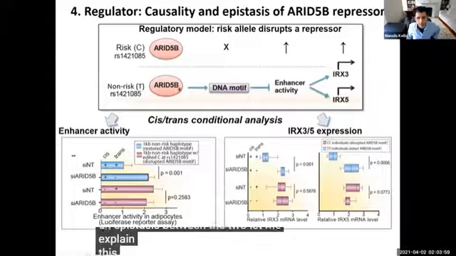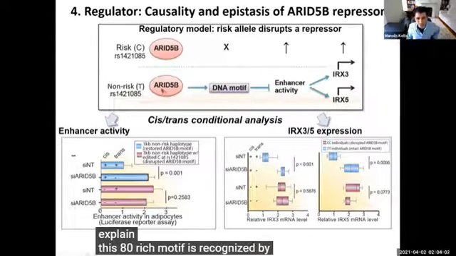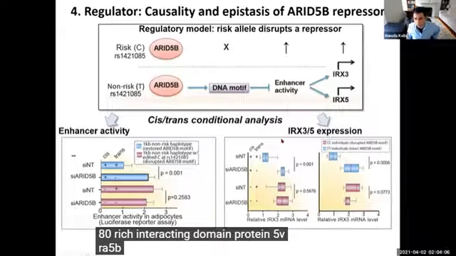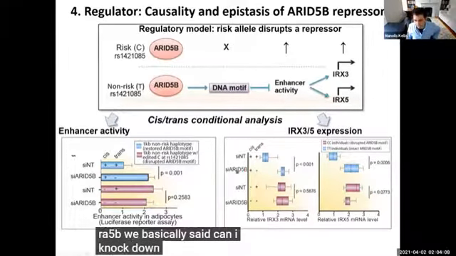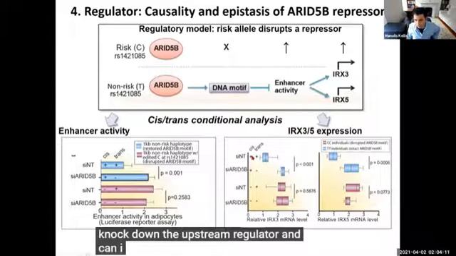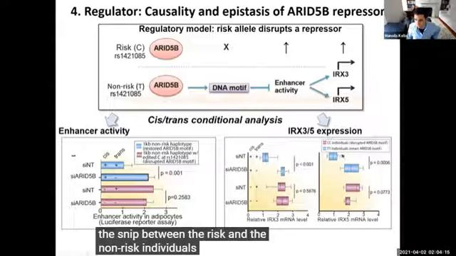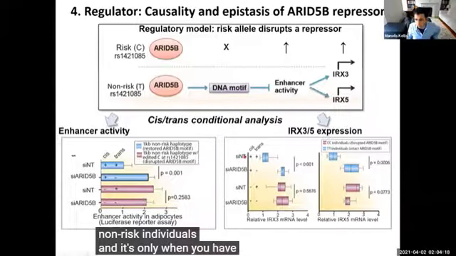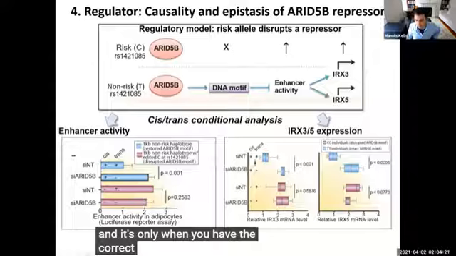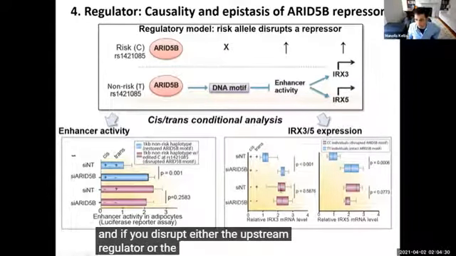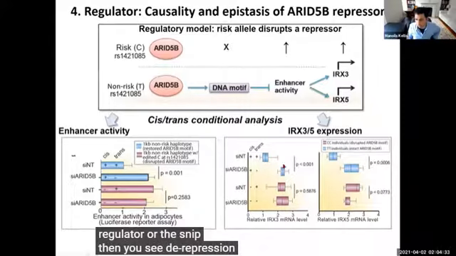Let me explain. This AT-rich motif is recognized by this AT-rich interacting domain protein 5B, ARID5B. We basically said, can I knock down the upstream regulator, and can I change the SNP between the risk and the non-risk individuals? And it's only when you have the correct motif and the regulator being active that you see repression. And if you disrupt either the upstream regulator or the SNP, then you see de-repression.